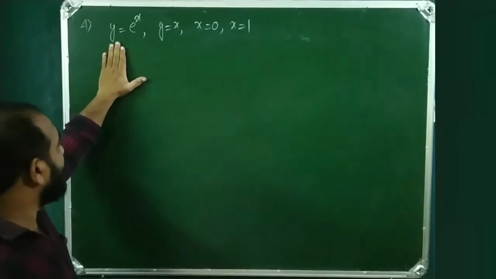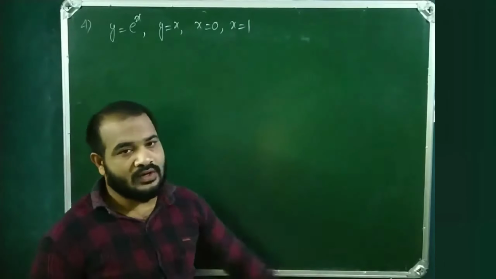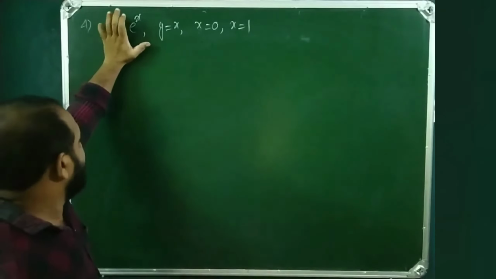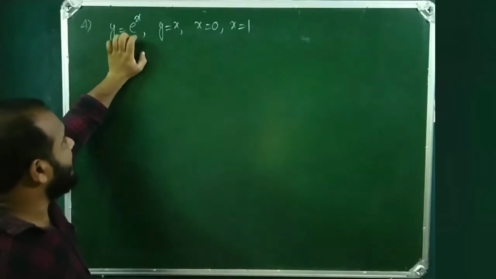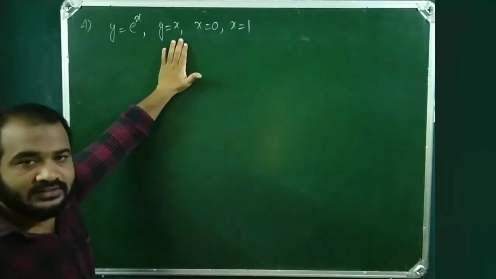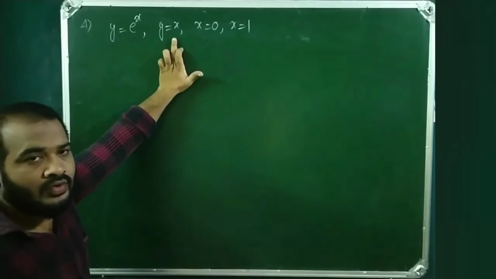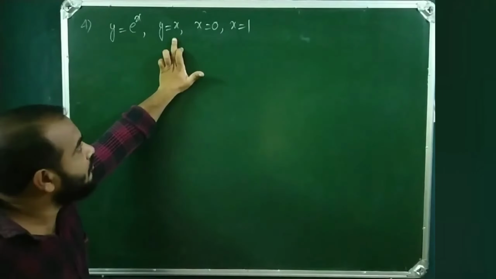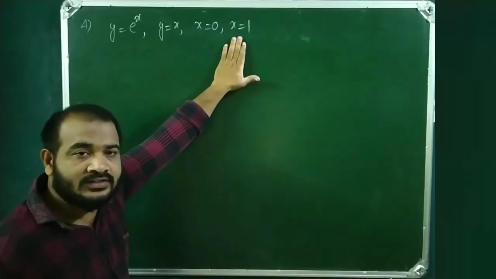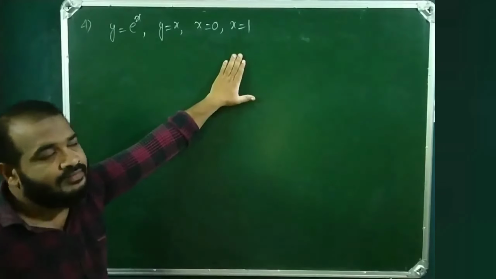y is equals to e power x, y is equals to x, x equals to 0, x equals to 1. So y is equals to e power x. This behavior of this curve, you set it apart. Y equals to x is y is equals to mx. This is a straight line that we know, which is passing through the origin. X equals to 0 is y axis. X equals to 1 is the line parallel to y axis, otherwise a vertical line.